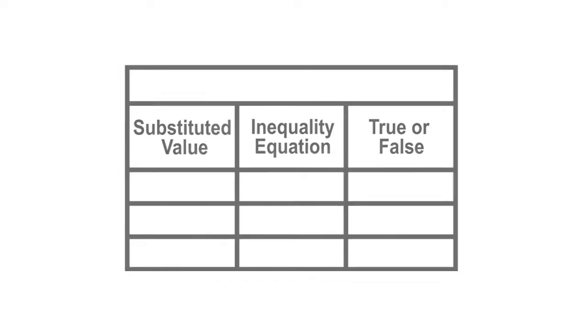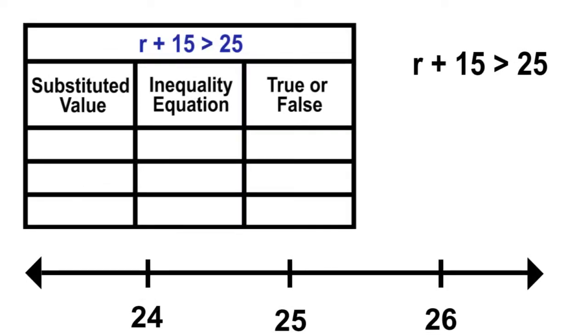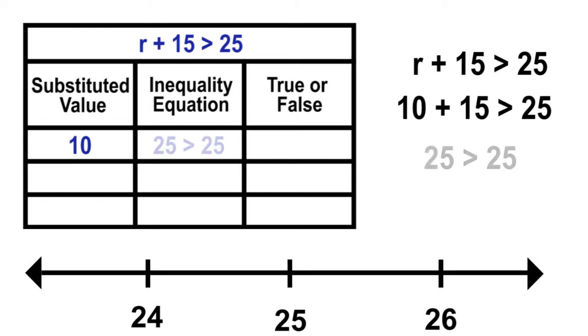Let's begin with our first problem. R plus 15 is greater than 25. Let's use a true or false table to record our findings. For example, let's substitute R for the value of 10. 10 is the substituted value. The inequality would be 10 plus 15 is greater than 25, or 25 is greater than 25.